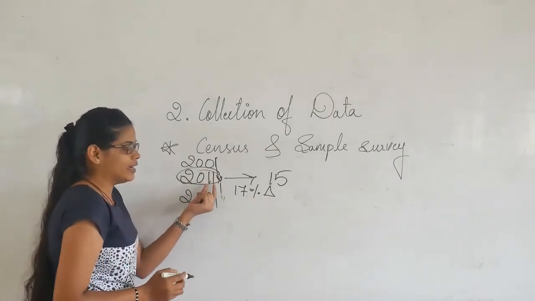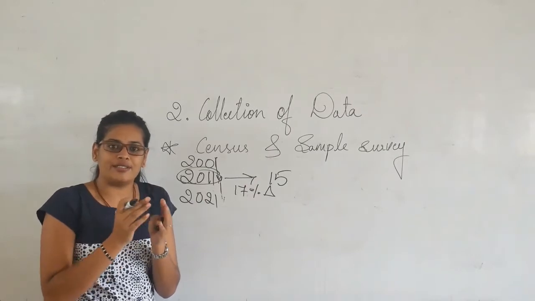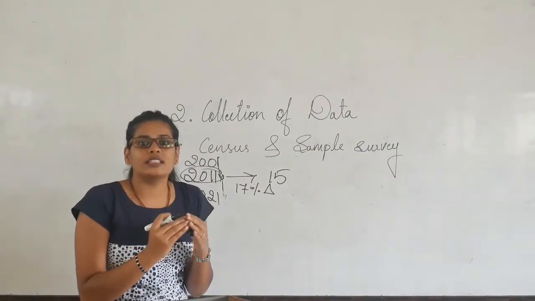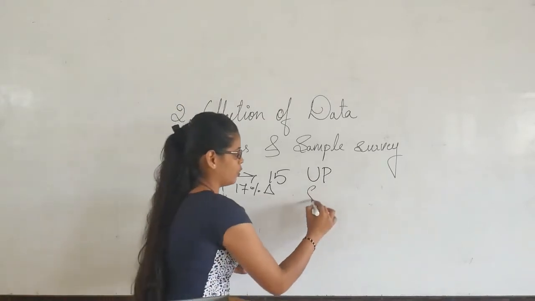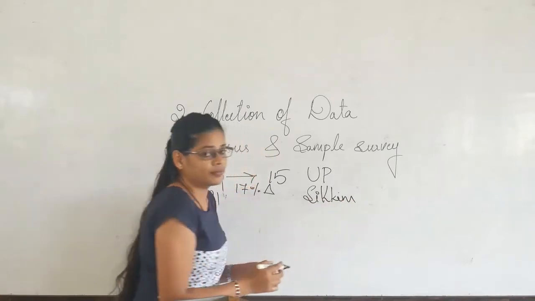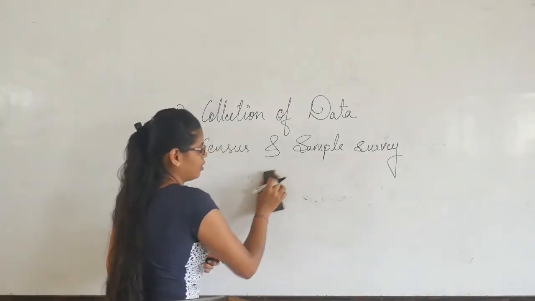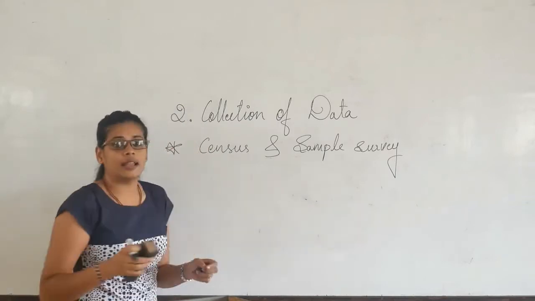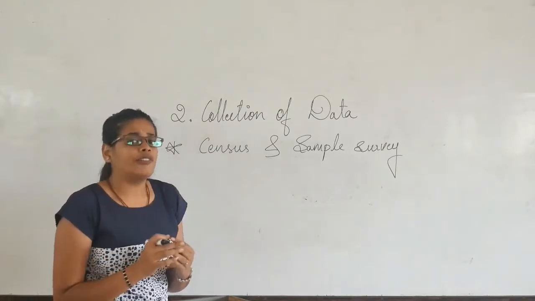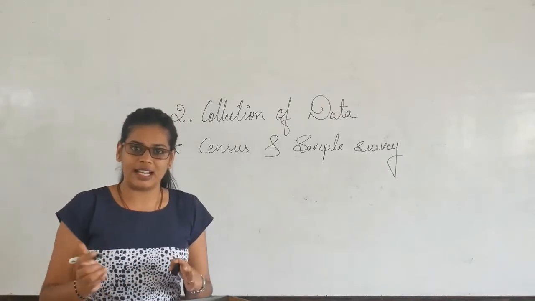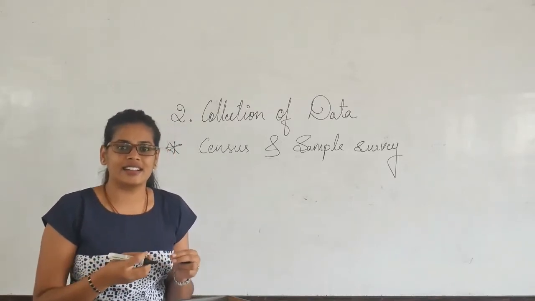When we did this census in 2011, we segregated the states in accordance with population. The highest populated state is UP, which is Uttar Pradesh, and the lowest is Sikkim. This is how we differentiate the states or regions by the number of people. It is not just about the population. What we even study here is how many people are literate and how many are illiterate. So every kind of factor is considered in the census.